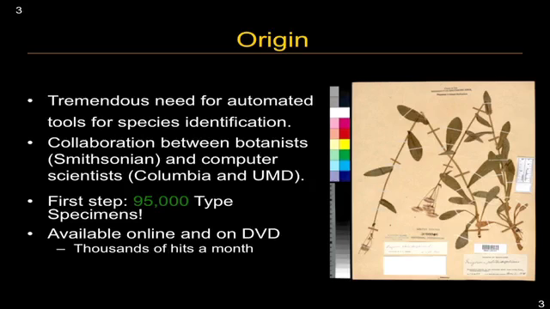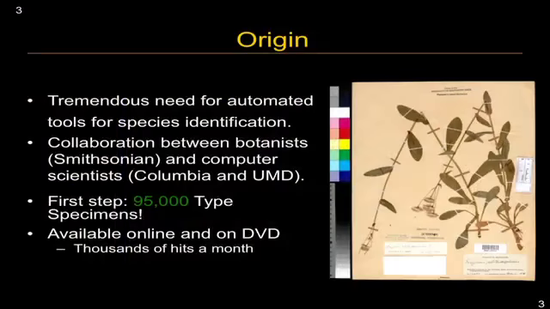And the original impetus was to build tools for professional botanists. And they, at least as I understand it, feel like there's a tremendous need for these kinds of tools. And it went from there to something that might be useful for the more general public. But the first thing we did together was to just digitize the Smithsonian's collection of type specimens.